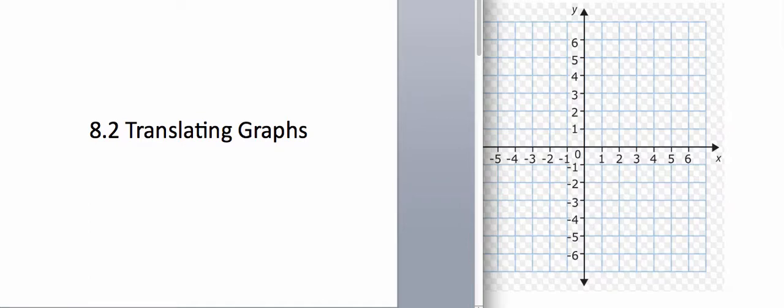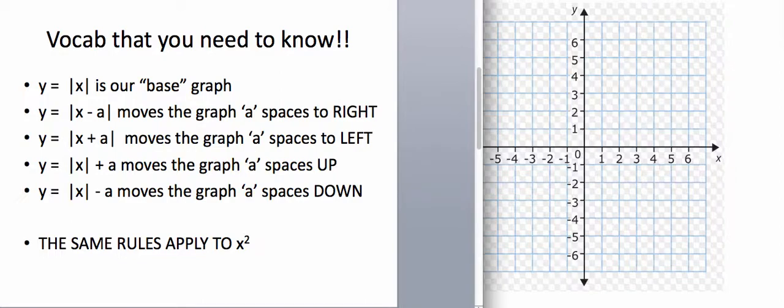We're going to start off here with Chapter 8, Section 2, which talks about the idea of translating graphs. What we talked about at the end of Chapter 7 was the idea of the absolute value graph and then graphing of squares or parabolas. We have some rules here for how we can determine where we move our graph.